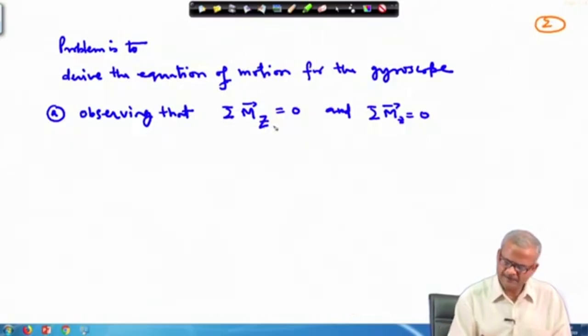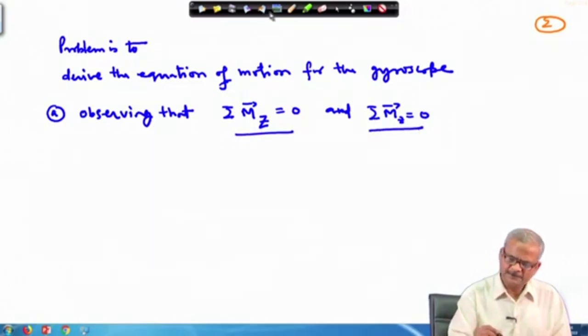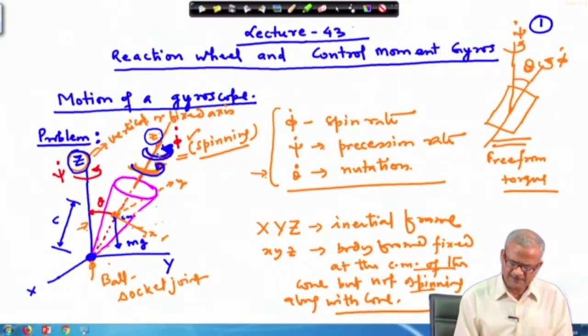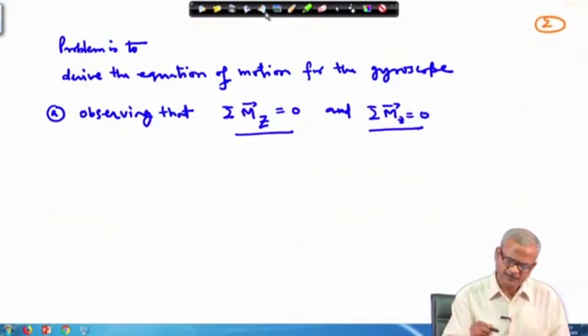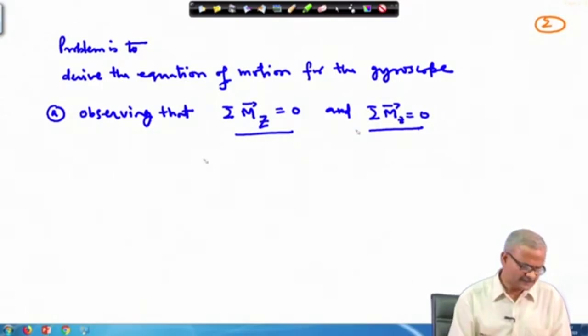Observing that about the vertical axis and about the central axis of the body, there is no torque. Whatever the gravity is acting, the torque due to this will arise along the y axis. Similarly, along this axis there will not be any torque. Though it is precessing, you can see the gravity is acting downward, so in no way can the corresponding torque be along this direction. Therefore, these two conditions are satisfied.